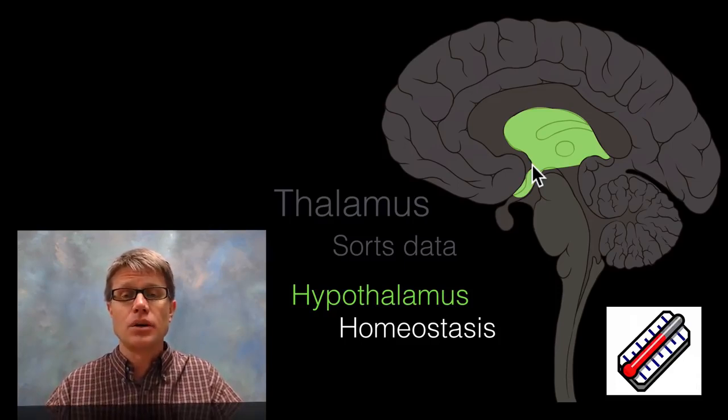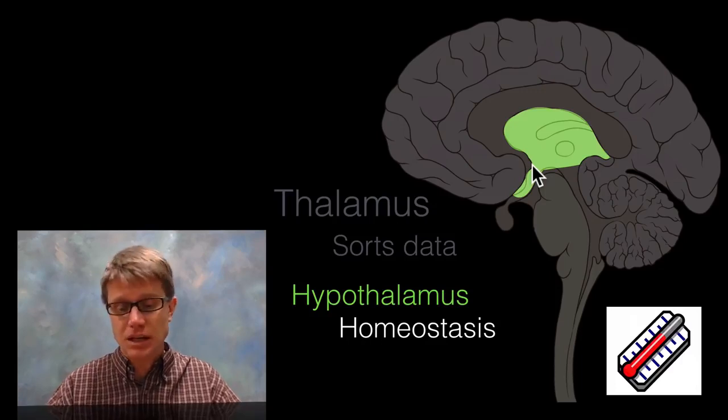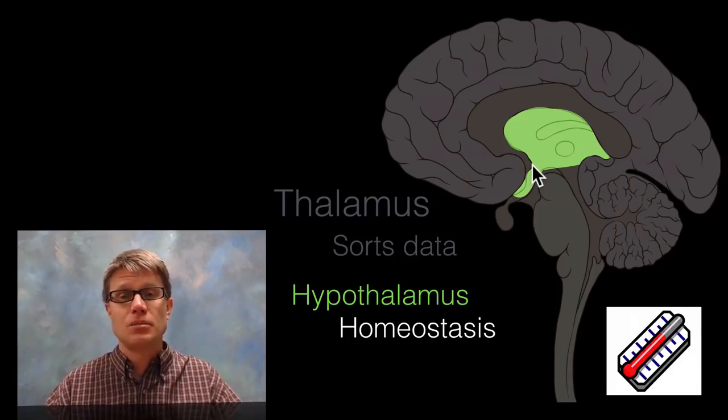What is that accountable for? It's homeostasis, so it's maintaining body temperature. It's maintaining osmolarity. All of that stuff is contained right up in the hypothalamus. Also important in circadian rhythms.